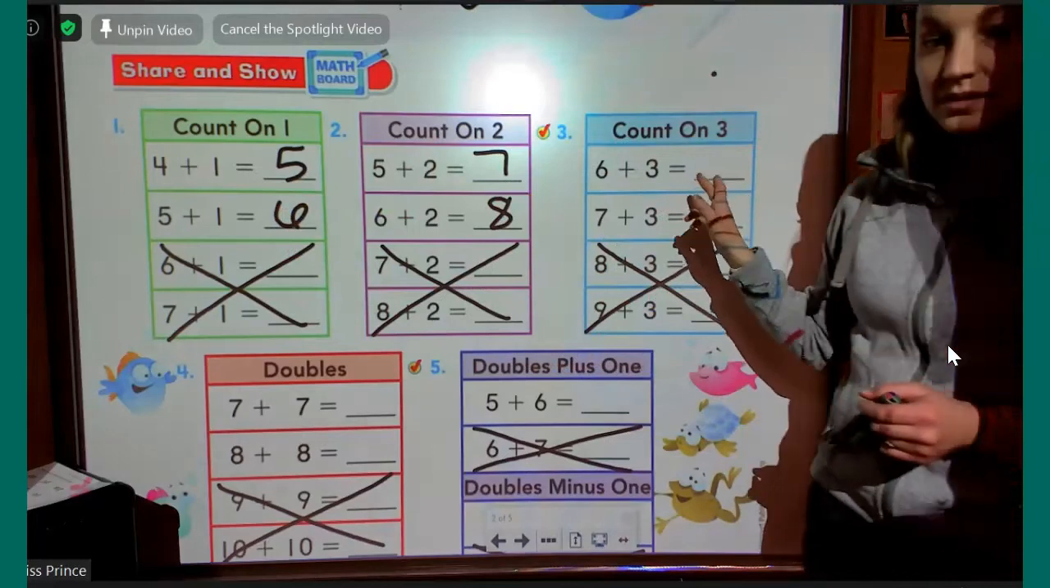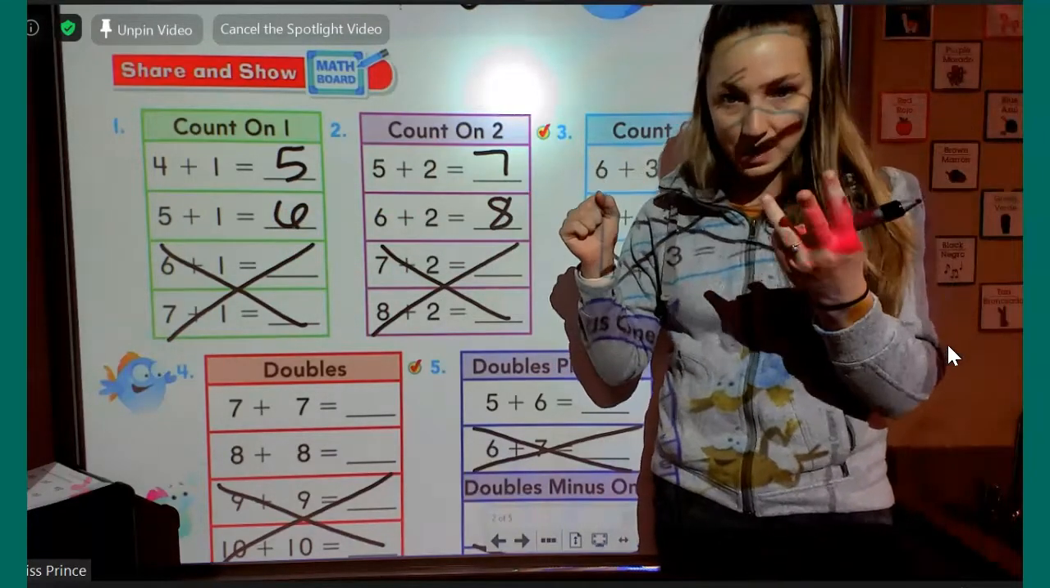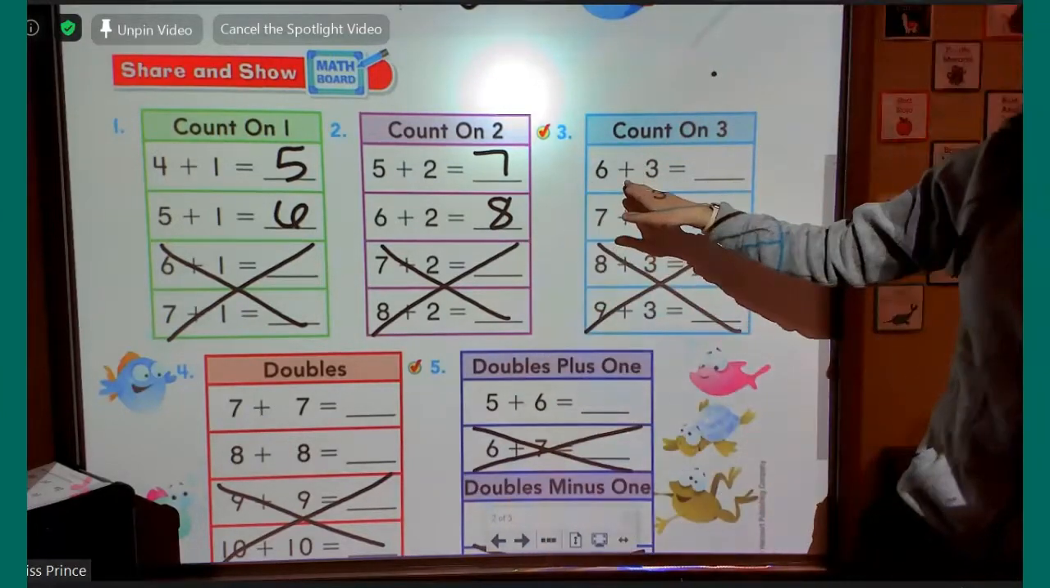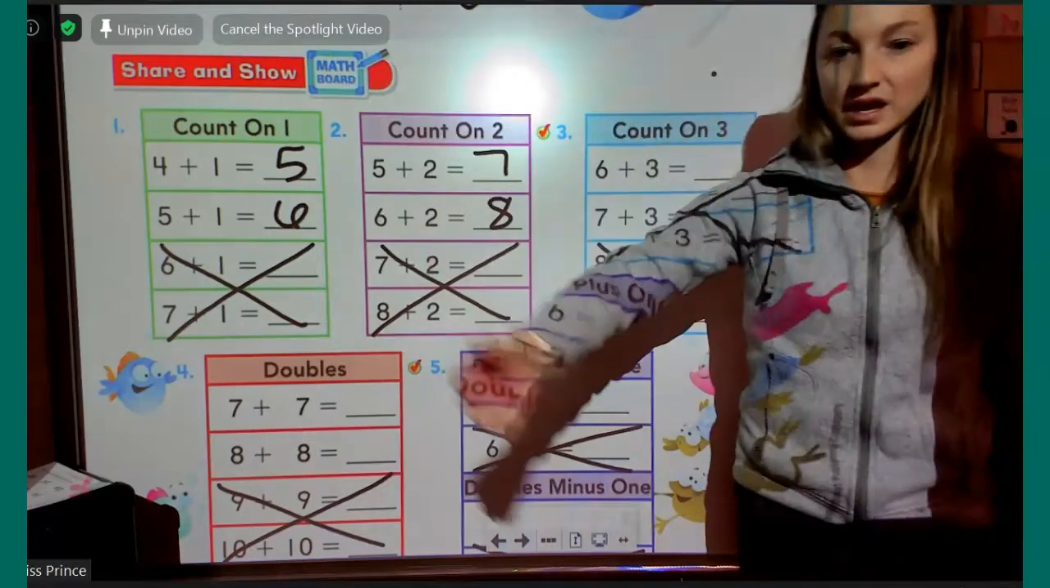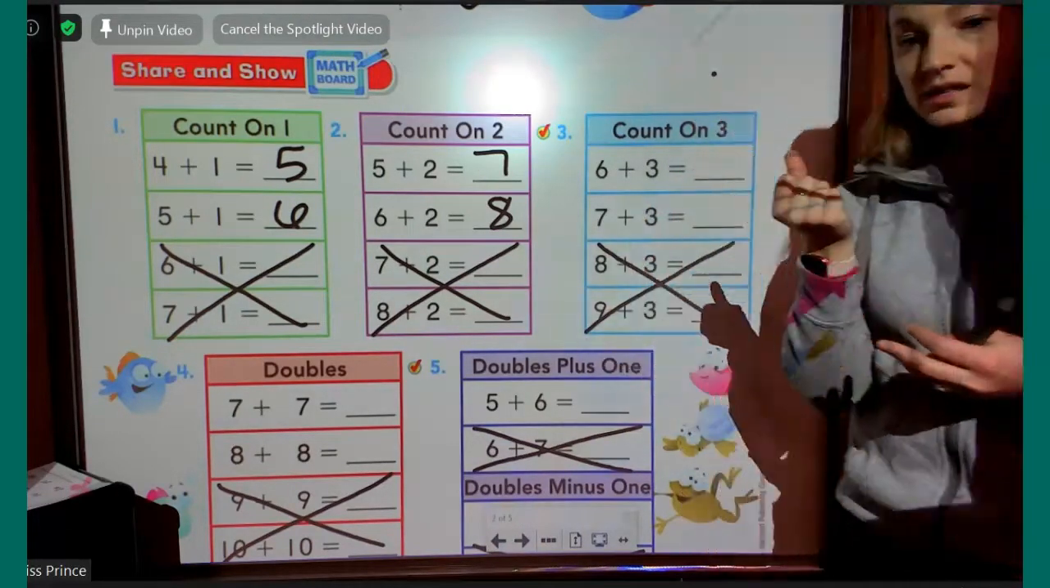Count on 3. Same strategy. Scoop up the bigger number. Add 3 more this time. So I would like for Jose to do the first one. Jose, 6, and then add 3 more. Make sure we're unmuting super quick to answer these.